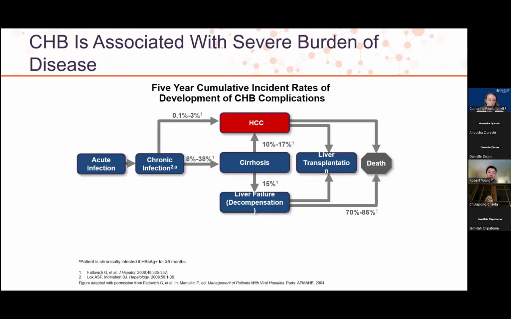This is just a figure to summarize what I talked about in terms of the disease progression and risk of progression to cirrhosis and HCC. Ultimately, the goal of chronic hepatitis B management is to catch them early to prevent these downstream complications.